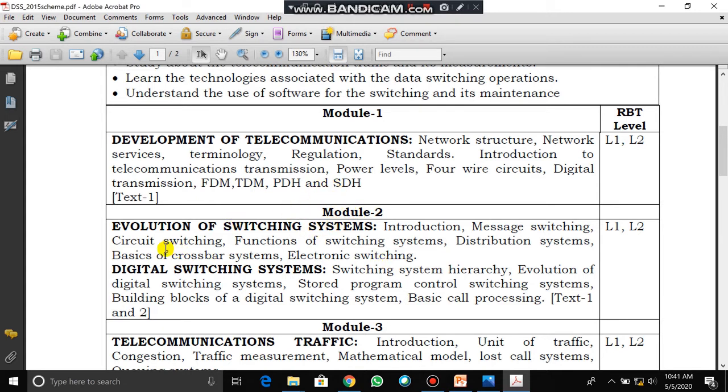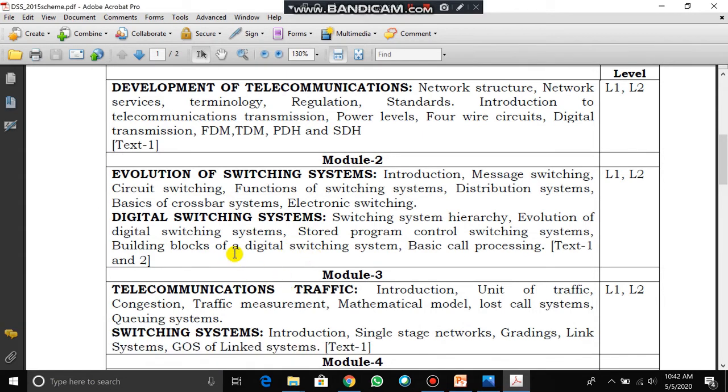In module 2 we have discussed the evolution of switching systems and digital switching systems. As I already told many times, module 2 is majorly theory, which discusses message switching, circuit switching, and distribution systems. The second part of module 2, which is also full of theory, discusses the switching system hierarchy and how the switching system has evolved, the stored program control systems, and the building blocks of digital switching systems.